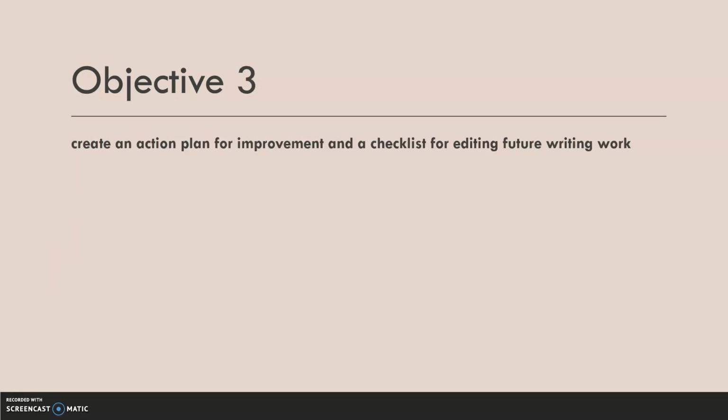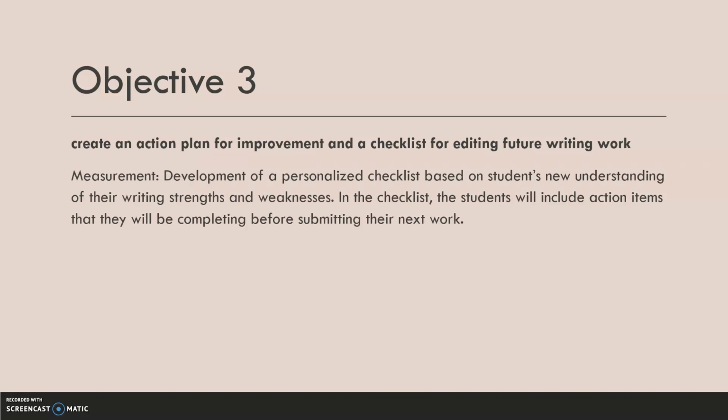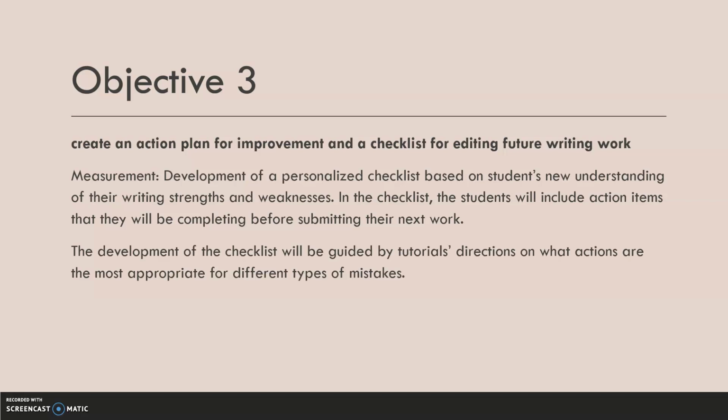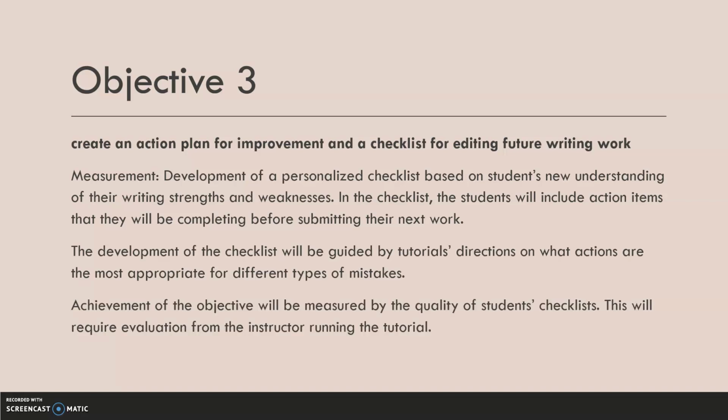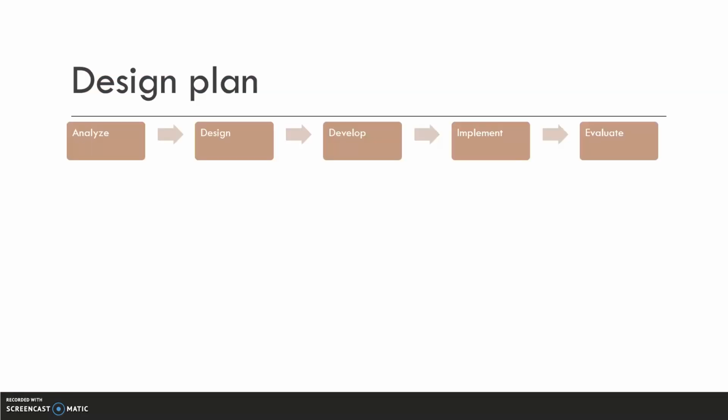Finally, objective number 3 is to create an action plan for improvement and a checklist for editing future writing work. So this will be measured by the development of a personalized checklist based on students' new understanding of their writing strengths and weaknesses. This will be the final assignment in the tutorial, and it will be evaluated by the instructor who runs the tutorial. And the checklist will include the actions that are appropriate for a specific type of students' writing and the mistakes that they make.